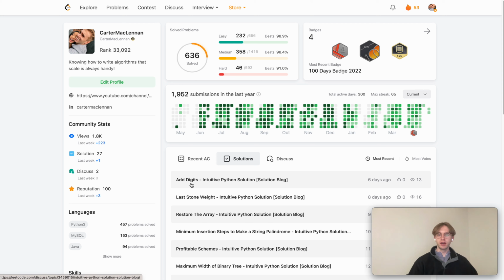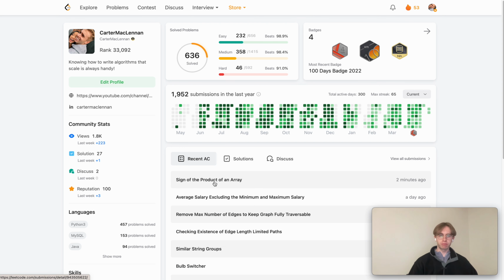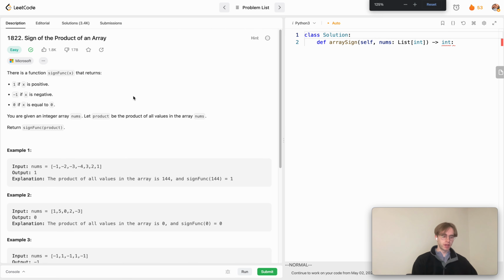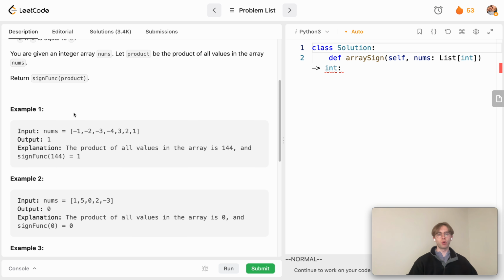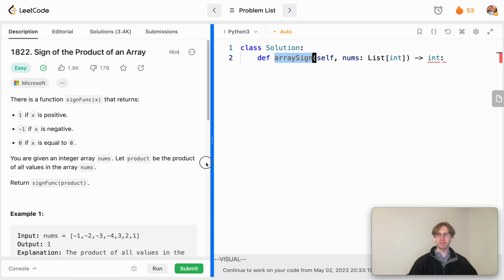So today it was called, let's see here, sign of the product of an array, and I just did this one a minute ago. So it's an easy level problem, and we're going to solve this in O of n time and O of 1 space complexity. So basically, you just want to implement this function. It's a sign func, but they call it array sign, which is interesting.